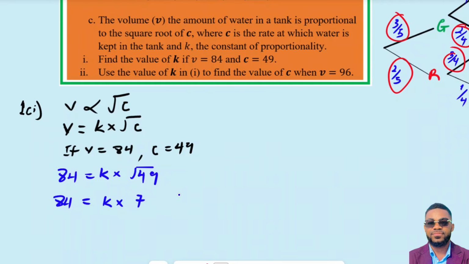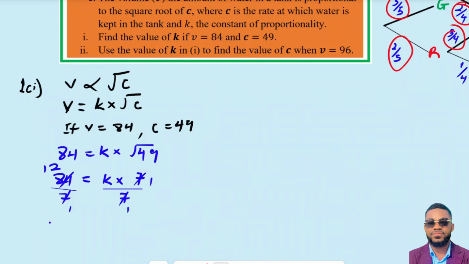So now at this point, we want k, so we just have to divide here by 7. So we have divided by 7 here, here too by 7. So 7 will just cancel this 7. 7 goes into 84 12 times. So this implies that k is equal to 12. So that's the constant of proportionality. Now let's get the last question here, 1CII. Always you have to write the question number.